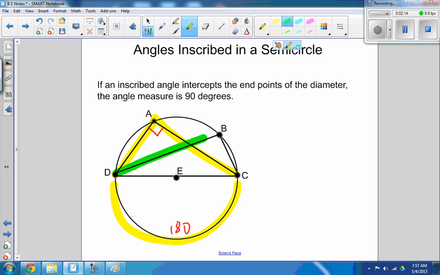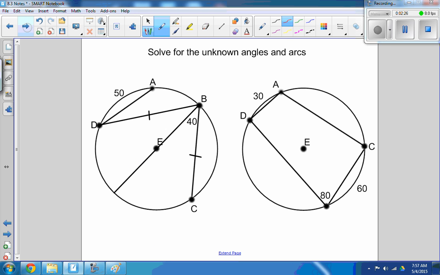And you can see the same thing. It doesn't matter where the chords are. If they intercept the diameter, this is always true. So that's also 90 degrees. All right, so let's use all of those ideas and ones we've learned before to solve some problems.